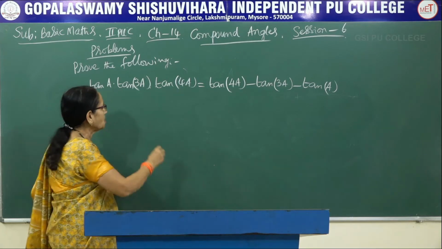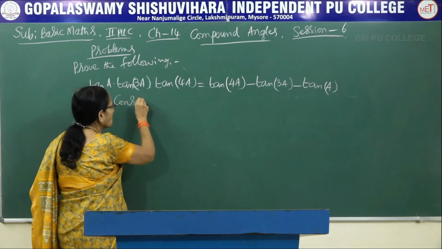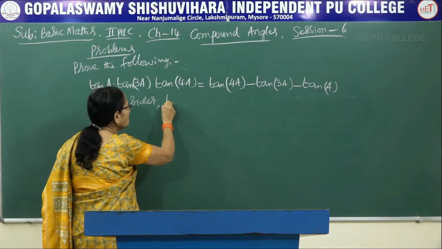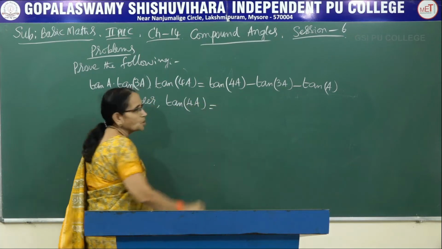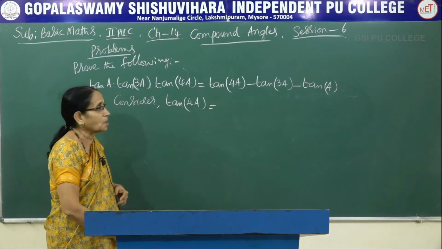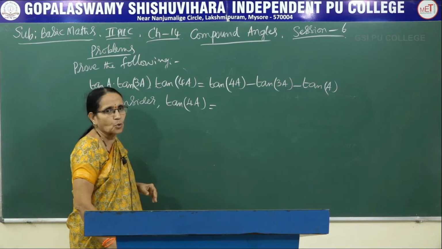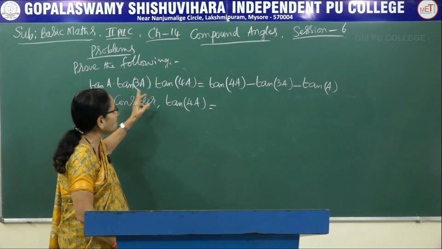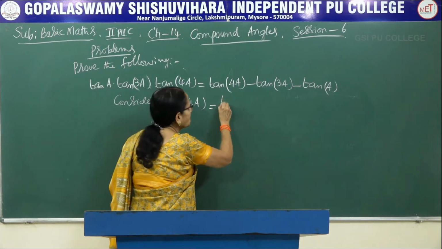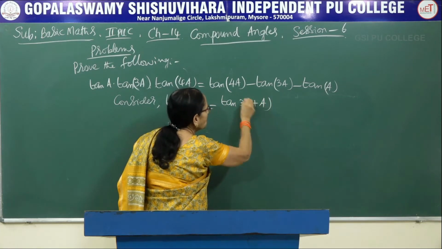So I don't start from the left hand side. Consider tan of 4A, because that is the biggest number here, isn't it? 1A, 3A and 4A, that's the biggest. You can write 4A as 2A plus 2A also, but we have the numbers 1A and 3A. So let me write it as tan of 3A plus A.